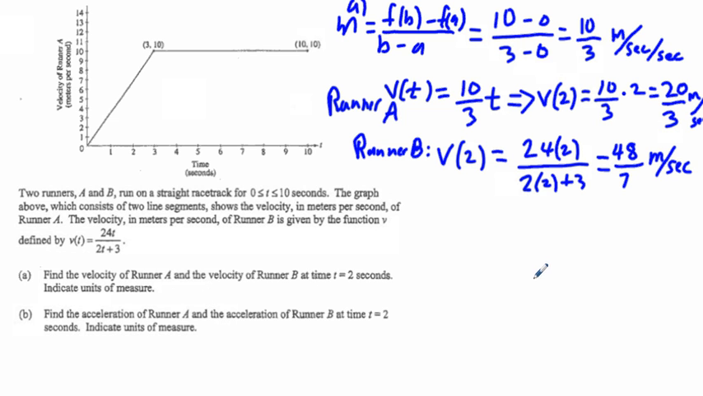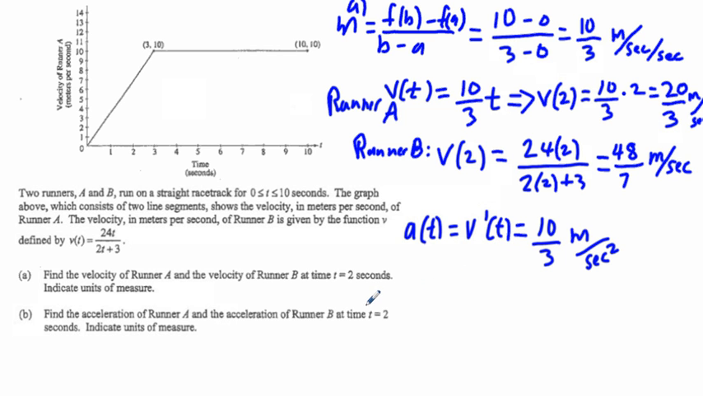B, find the acceleration of runner A. Well, the acceleration of runner A, a of t, is equal to v prime of t. And what that's going to be is, v of t is 10 thirds t. So we're going to have 10 thirds, and that's going to be meters per second squared. And if you look at our first problem, we worked out the slope from this line segment. We have 10 thirds meters per second squared.